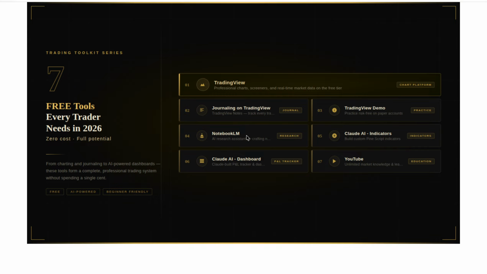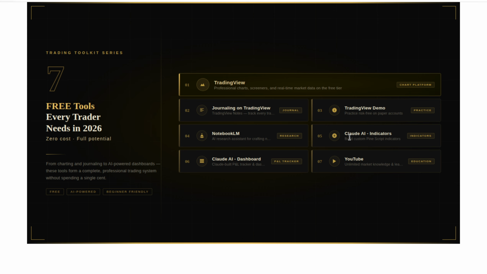Number 4, I've got Notebooklm. Well, this is part of the Google AI sphere, and if you are not already using Notebooklm, I encourage you to try. I will just show you a couple of things that you can do with Notebooklm relating to trading, of course, and this will help in your research and ideation.